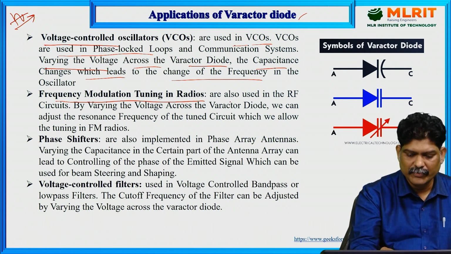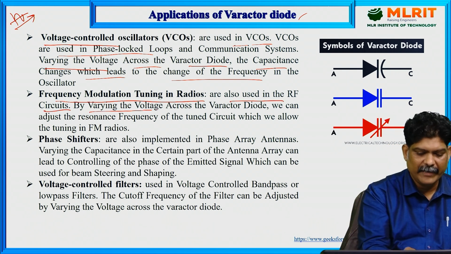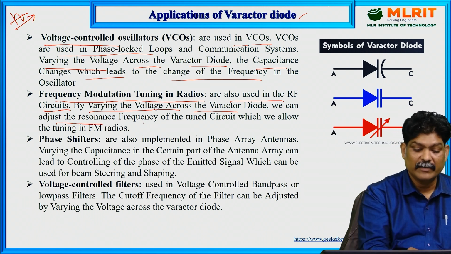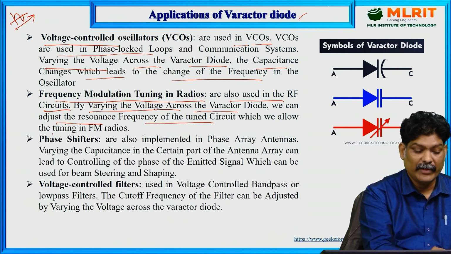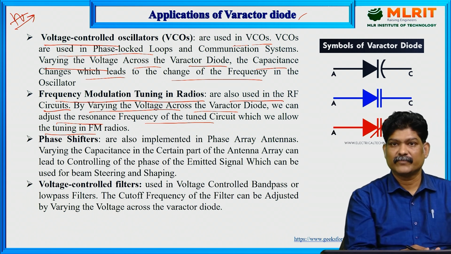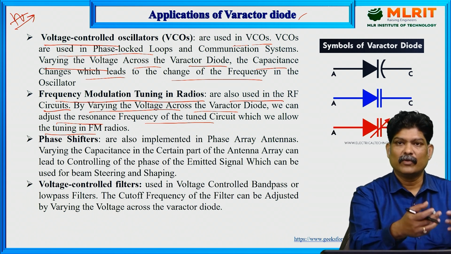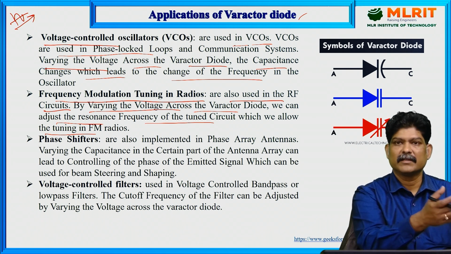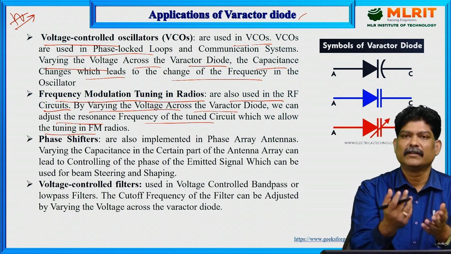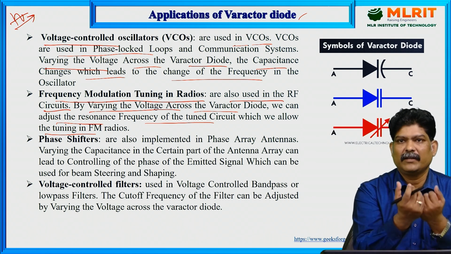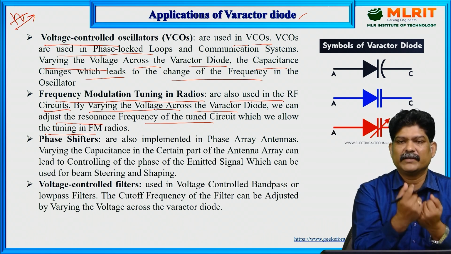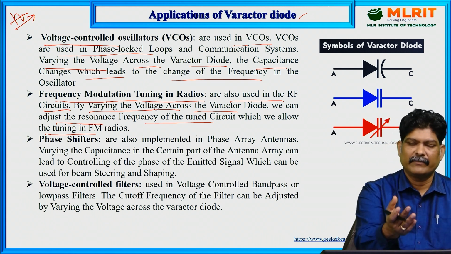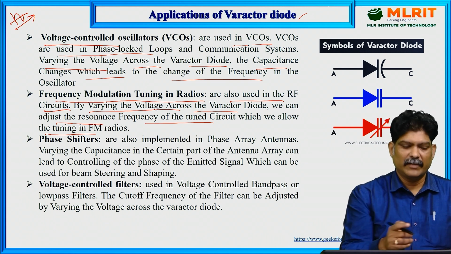Varactor diodes are also used in RF circuits. By varying the voltage across the Varactor diode, we can adjust the resonant frequency of the tuning circuit, which allows the tuning in FM radios. So voltage changes, capacitance changes, and the corresponding frequency changes, so whichever frequency we want can be achieved by changing the capacitance. Capacitance changes, frequency changes. That is the advantage of the Varactor diode.